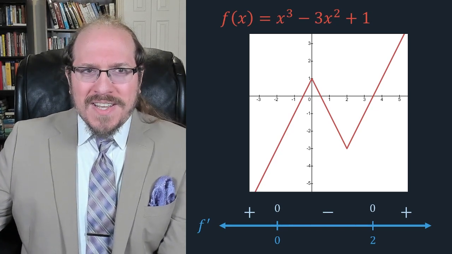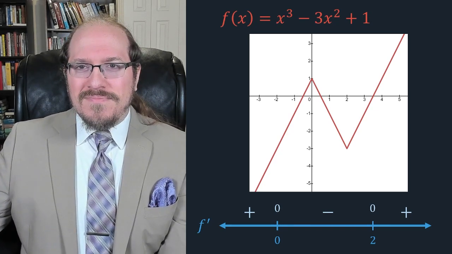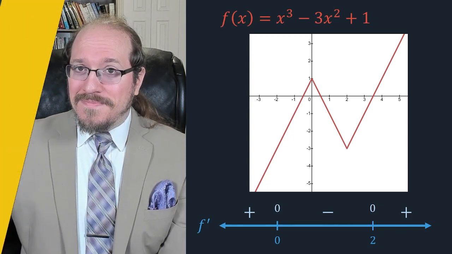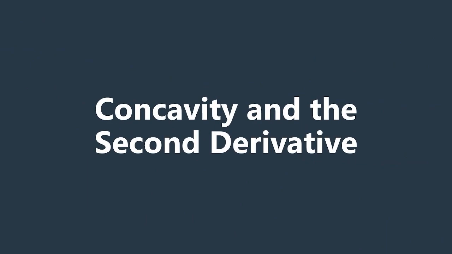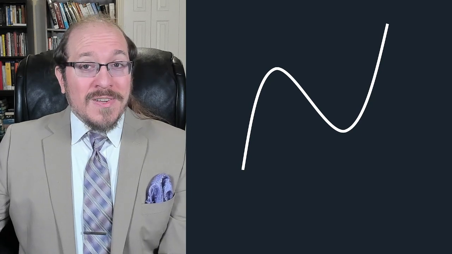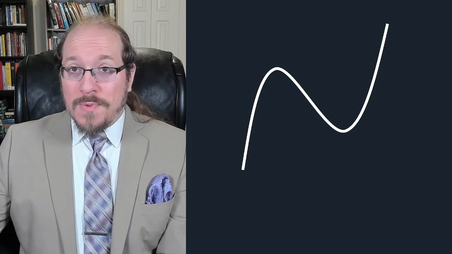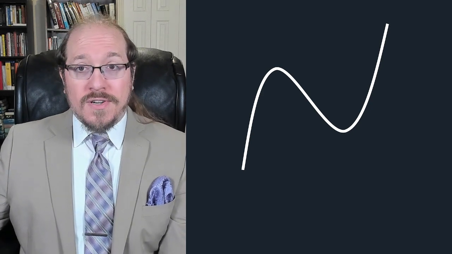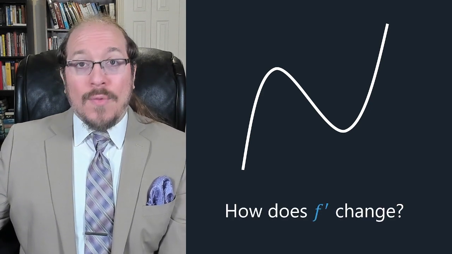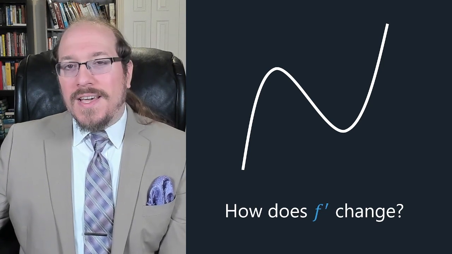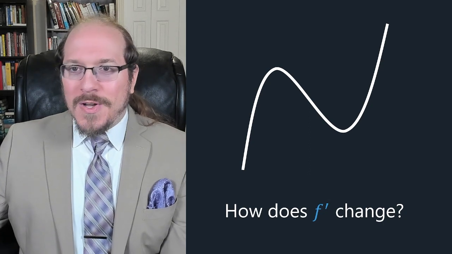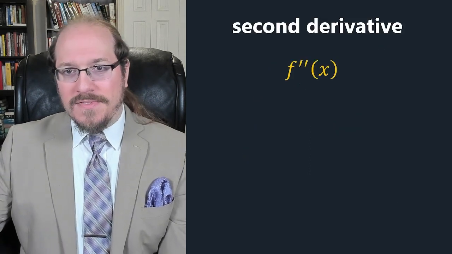This is supposed to be a cubic curve. Shouldn't it be curvy? There's definitely something missing here. Well, it turns out there's more to figuring out the shape of a graph than just whether it's increasing or decreasing. We also have to pay attention to the curvature, and that means looking at how the slope is changing. In other words, we need the derivative of the derivative, which we call the second derivative.